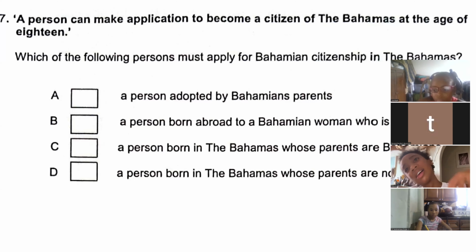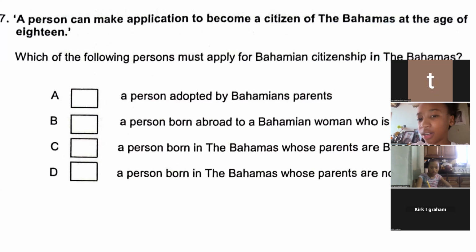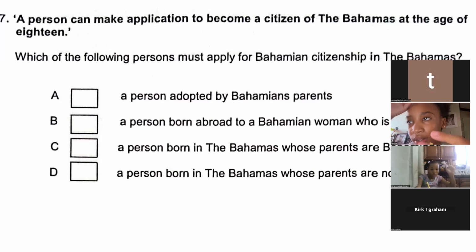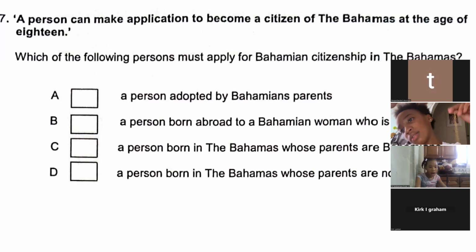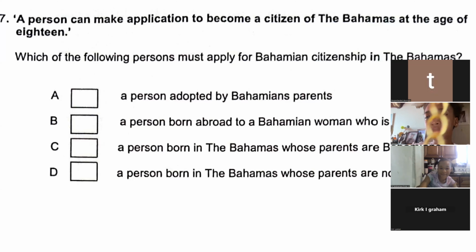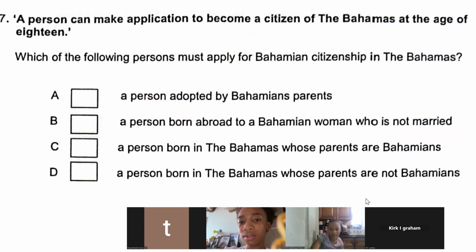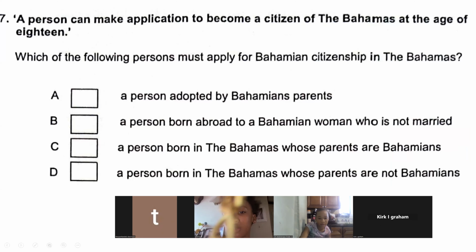Good. So which person can make application to become a citizen of the Bahamas at age 18? Tetranik, what do you think it is? I think it's D, and it has to be a parent so they could apply for citizenship for the Bahamas. A person born in the Bahamas whose parents are not Bahamians? That's correct. D. Yes. If you are born in the Bahamas. My teacher told me that once.